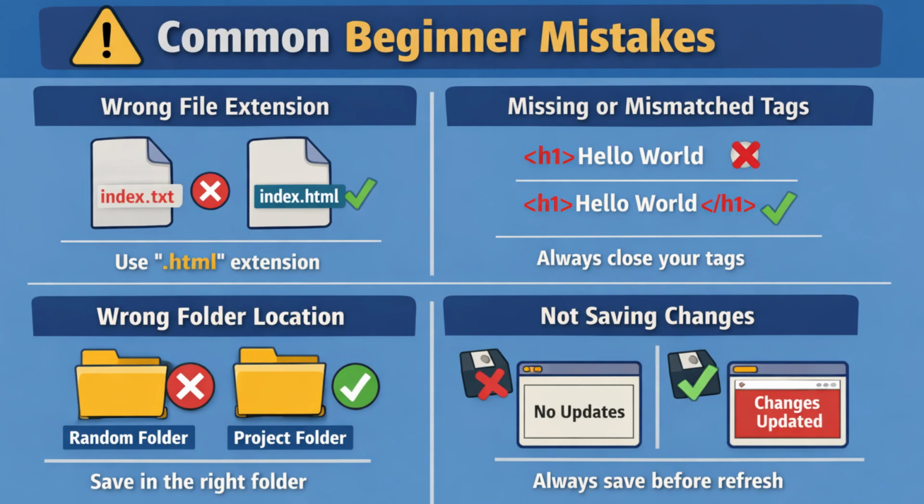As you start writing HTML, it's completely normal to make mistakes. Every web developer has been there. Let's go over some of the most common beginner mistakes and how to avoid them. First, make sure your file has the correct .html extension. Saving it as .txt or forgetting the extension will prevent your browser from displaying your page correctly.